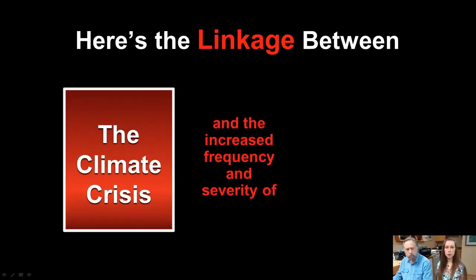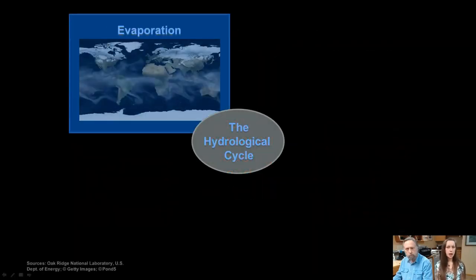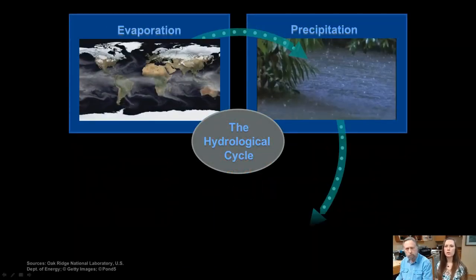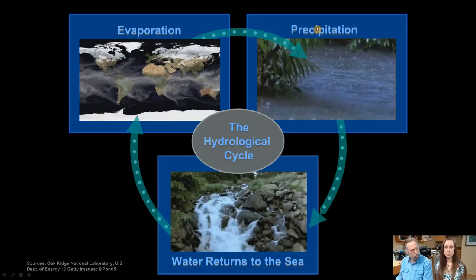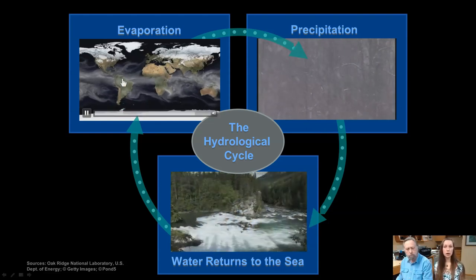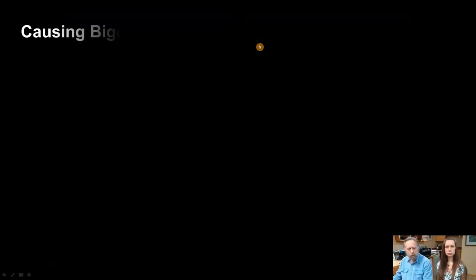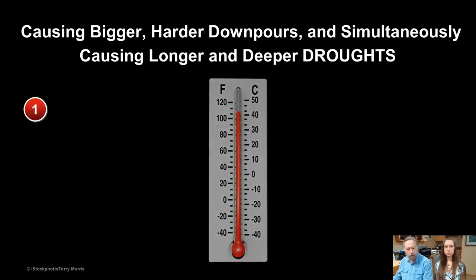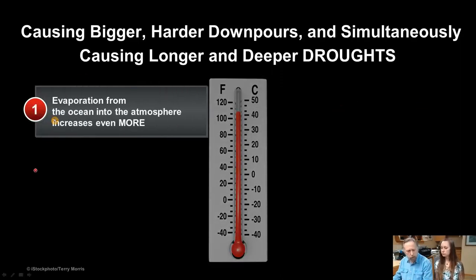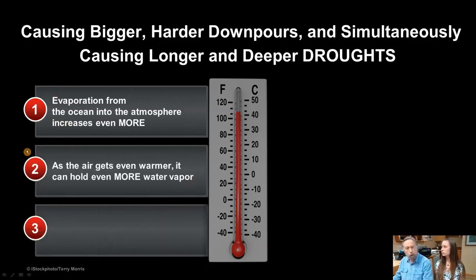What is the linkage between the climate crisis and the frequency of extreme weather events? It is actually something pretty simple. It's the hydrological cycle. So we have evaporation, which then turns into precipitation, and then that water returns to the sea, and the cycle starts all over again. That's the hydrological cycle. And what is the result of this? We have bigger and harder downpours, simultaneously causing longer and deeper droughts. So we have evaporation from the ocean that goes into the atmosphere, increases even more. As air gets warmer, it can hold more water vapor.